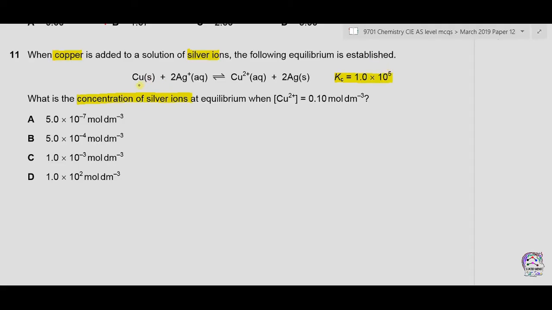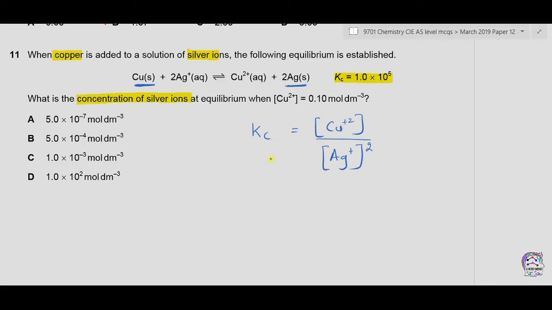As we can see in this chemical equation that copper is in solid form and silver is also in solid form, so this will not be a part of the Kc equation. Using the formula of Kc, we have Kc is equal to the concentration of product, which is Cu²⁺, divided by concentration of reactants, which is Ag⁺, raised to the power of their number of moles. So silver ion has 2 moles while copper ion has just 1 mole. Solid is never a part of the Kc equation, so therefore we are omitting silver and copper.